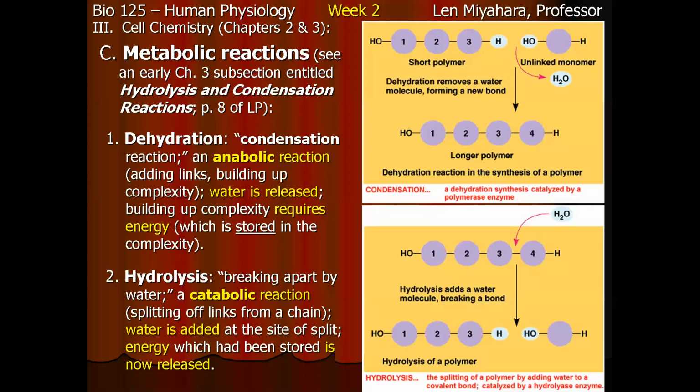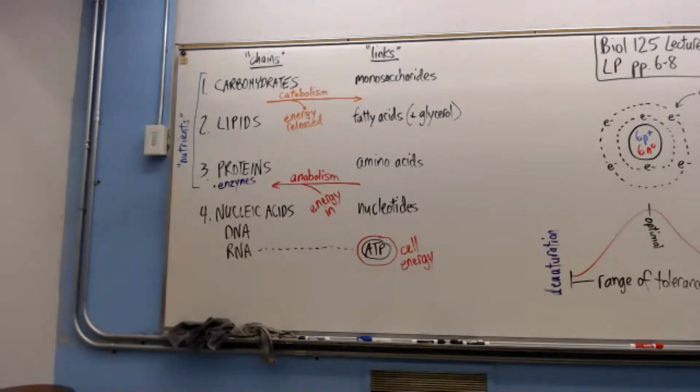The other side of that is exactly the opposite. And this is hydrolysis. Here you're inserting a water, and hydrolysis literally means breaking apart by water. You're using the water to break up this 4-link chain into 3 and a single link. So obviously this is a catabolic reaction, and when you do this, energy is now released. That is the orange arrow on the whiteboard.